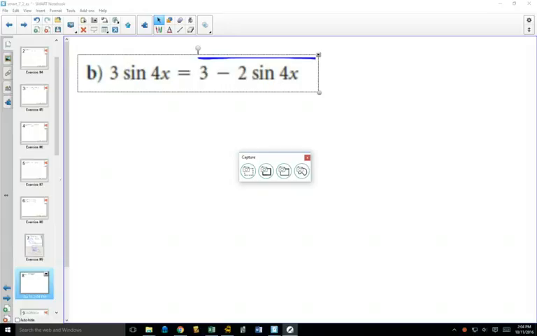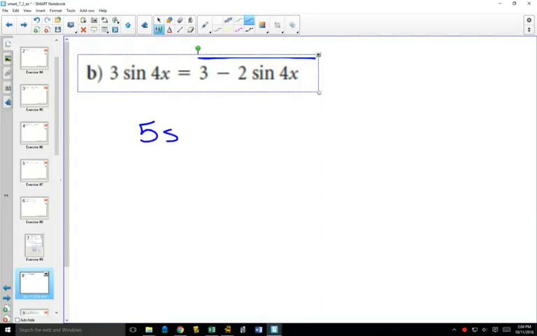Okay? So the shortcut again for this one, we will combine your like terms. So you get 5 sine 4x equals 3. Divide both sides by 5. And you get sine 4x equals 3/5. You find your reference angle, sine inverse of 3/5. Our reference angle is 0.643.